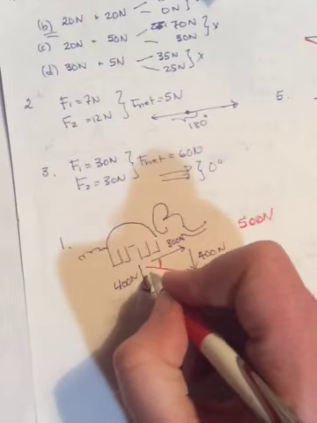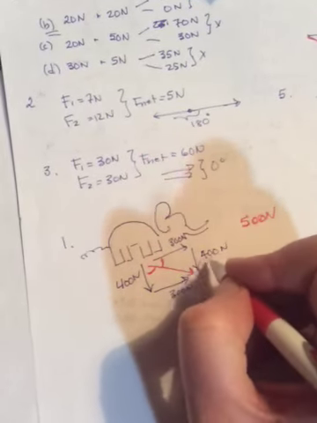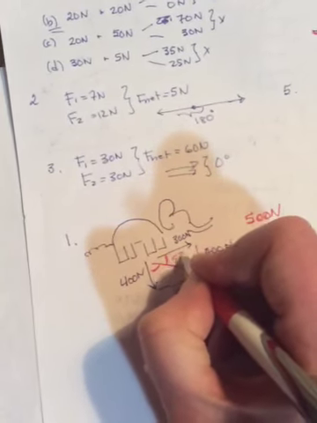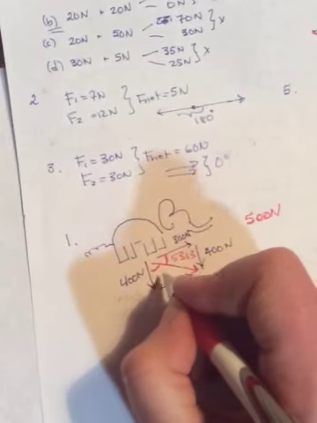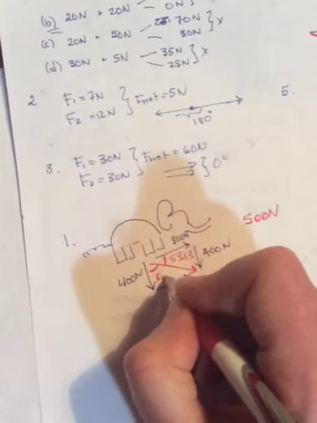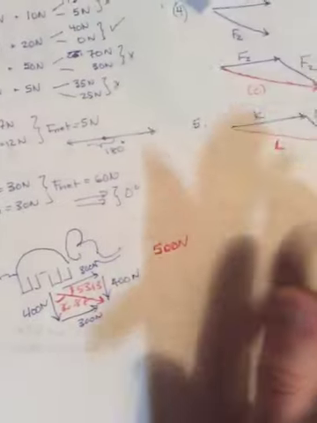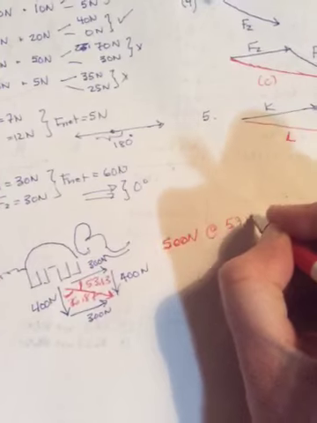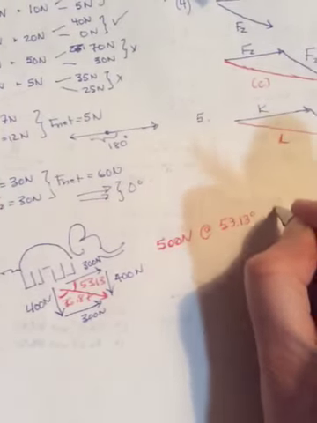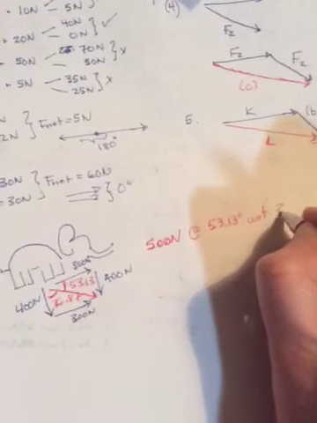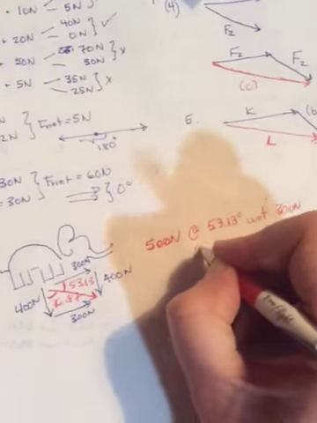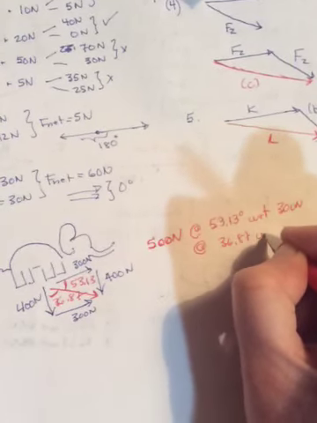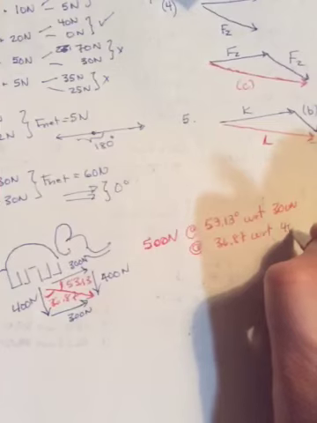If you went this way, it would be that angle. This way, it would be this one. Do inverse tan. 400 over 300 is 53.13. 300 over 400 is 36.87. So over here you could say at either 53.13 degrees WRT, with respect to, the 300 Newton, or at 36.87 WRT the 400 Newton force.